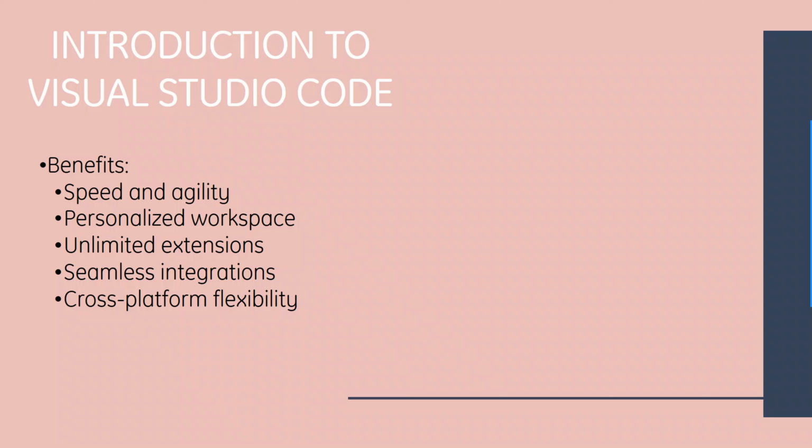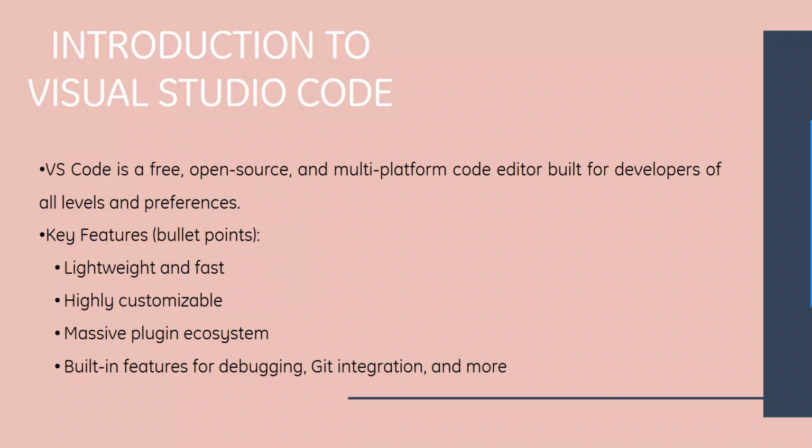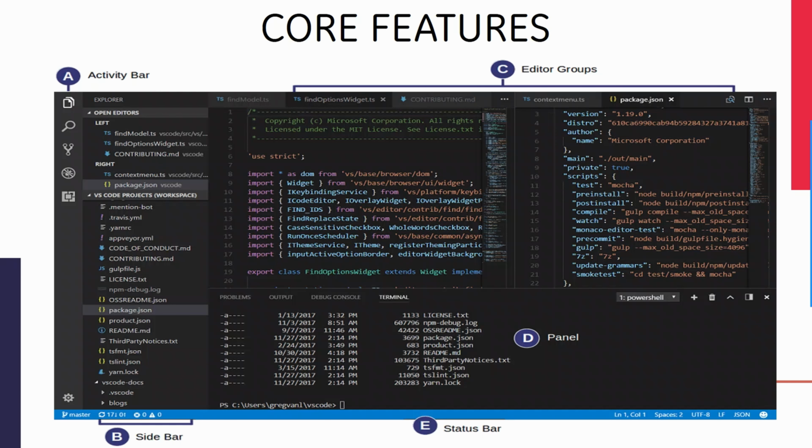Next, introduction to Visual Studio Code. Firstly, the benefits of using Visual Studio Code being speed and agility, personalized workspace, unlimited extensions, seamless integration, cross-platform flexibility. Next, we have VS Code is a free, open source, multi-platform code editor built for developers of all levels and preferences. The key features being lightweight and fast, highly customizable, massive plugin ecosystem, built-in features for debugging, Git integration, and more.